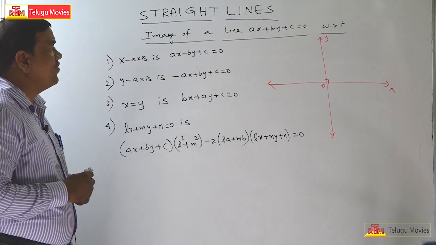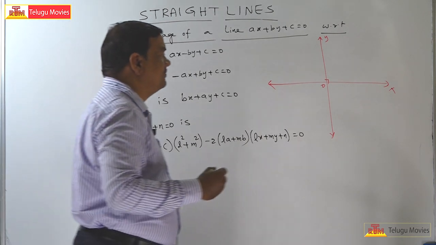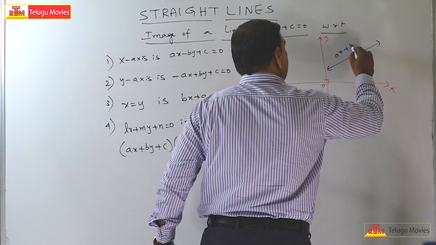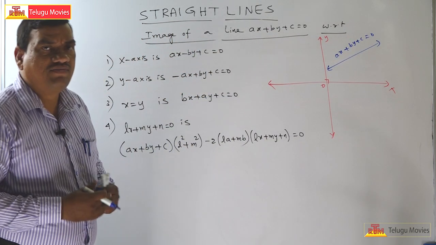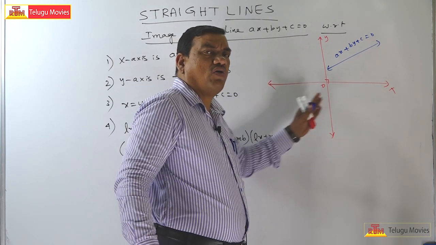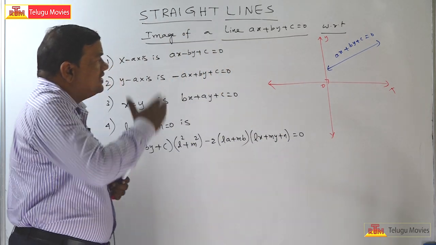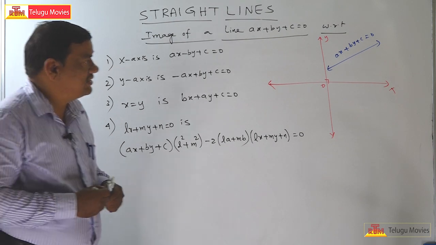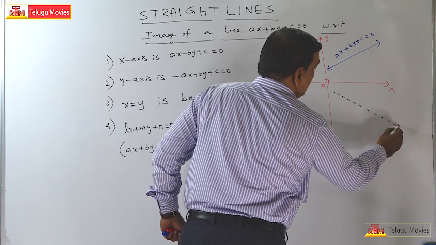So the image of a line ax plus by plus c is equal to 0. Let us take a line. It is a line equation. So this is ax plus by plus c is equal to 0. Don't think that I am always writing in the first quadrant. It may be anywhere: the second quadrant, third quadrant, fourth quadrant, anywhere. What is the image of that line with respect to the x-axis? The image will be like this.